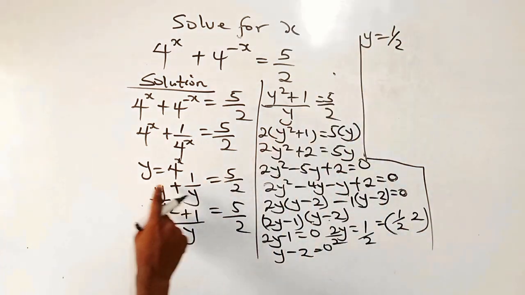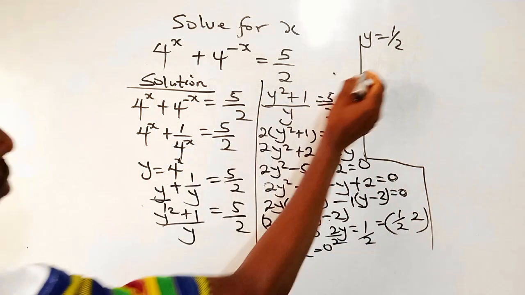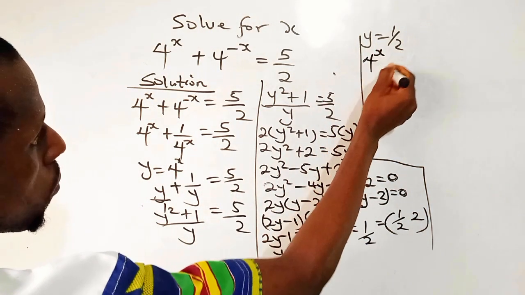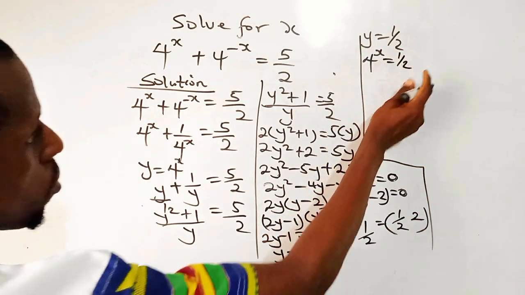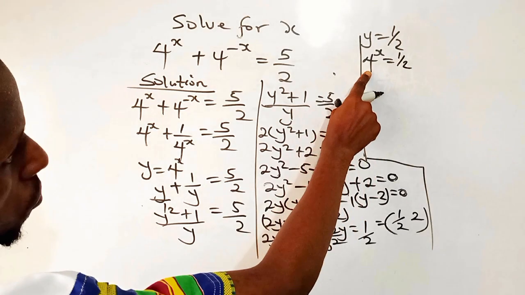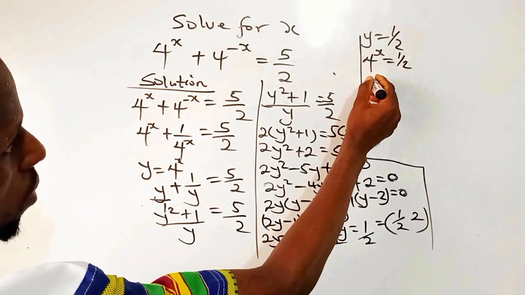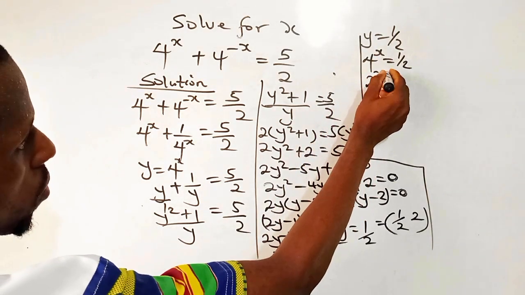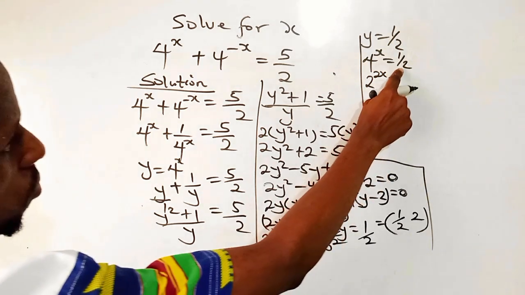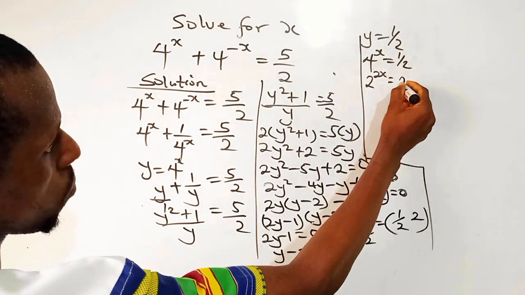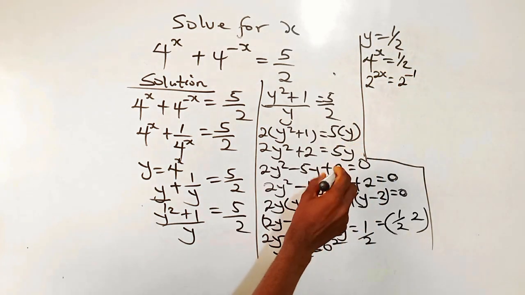The value of y is 4 to the power of x. So when we change that, 4 to the power of x equals 1 over 2. For 4 to the power of x, we can write this as 2 to the power of 2x equals, and 1 over 2 is the same as 2 to the power of minus 1.